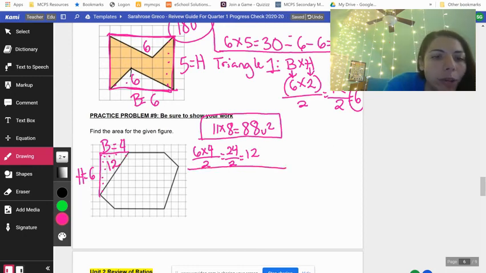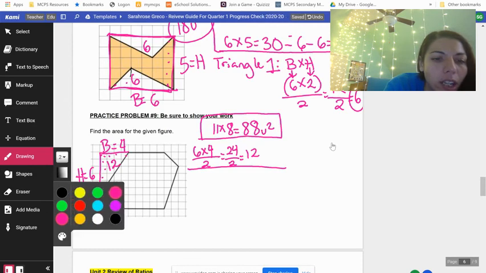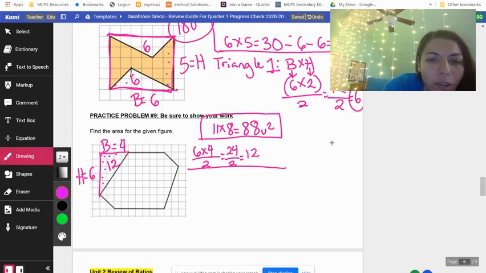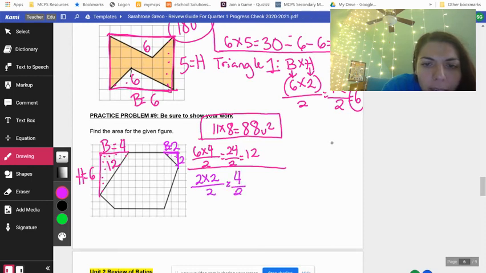And actually, I'm going to switch up a color. Let's do purple for the next one. So if I look at the triangle over here in this corner, my base is 1, 2. Base is 2, and height is 1, 2. So over here, I'm going to say 2 times 2 divided by 2 is 4 divided by 2, and 4 divided by 2 is 2. So the area over here is 2.